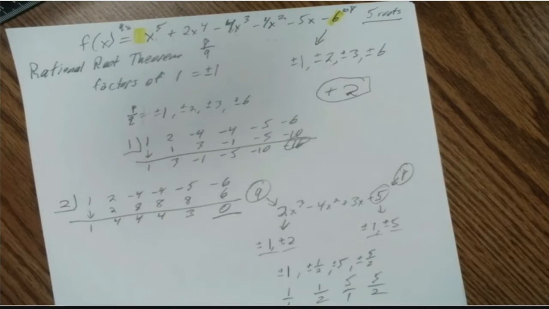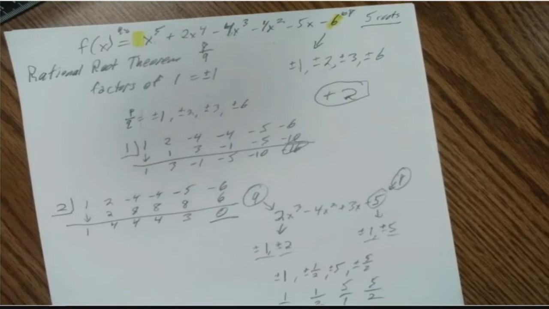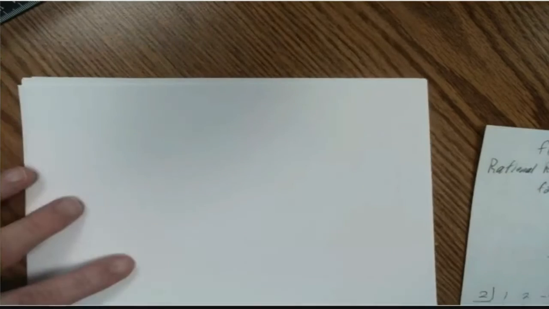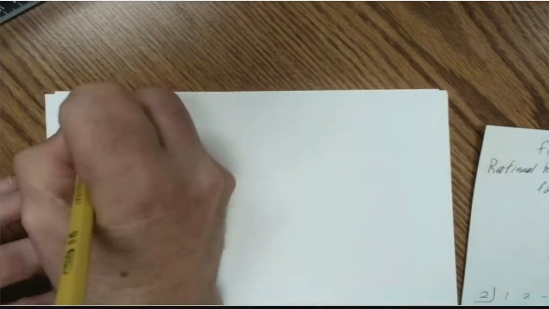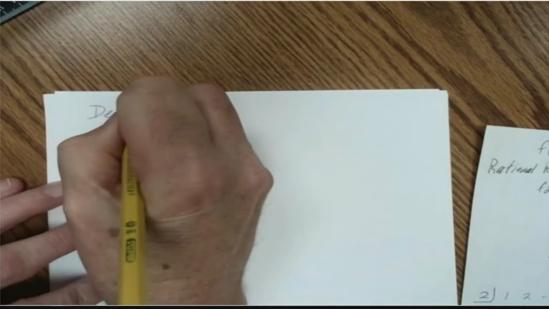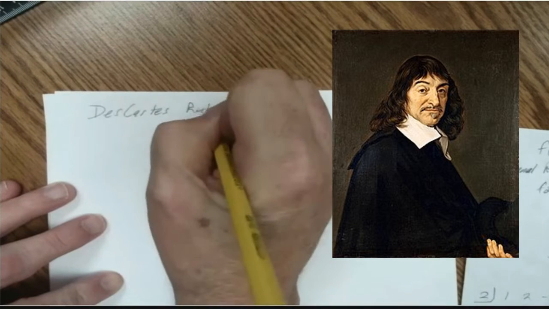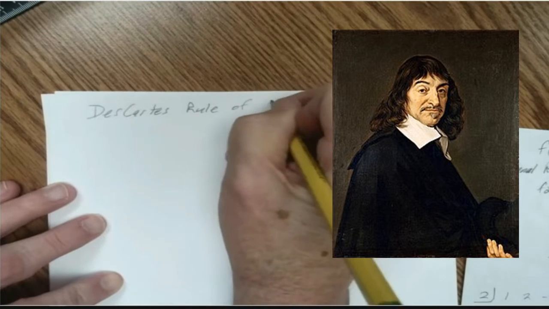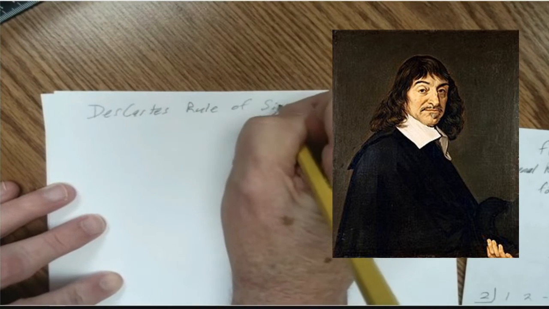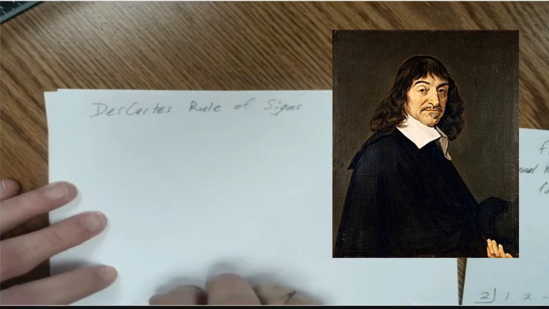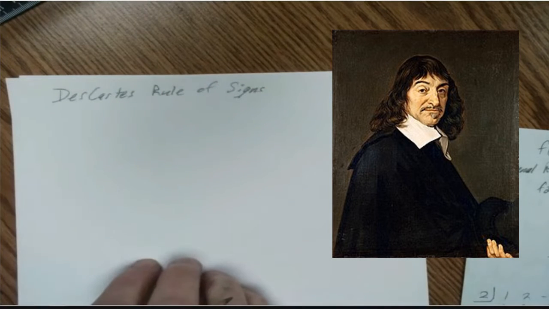But before we get too far in this, I want to talk about one of the other things in this lesson, and it's Descartes' rule of signs. I'll put this on a different page here. Descartes, he was a Frenchman, 1700s, and he discovered this for us, Descartes' rule of signs.